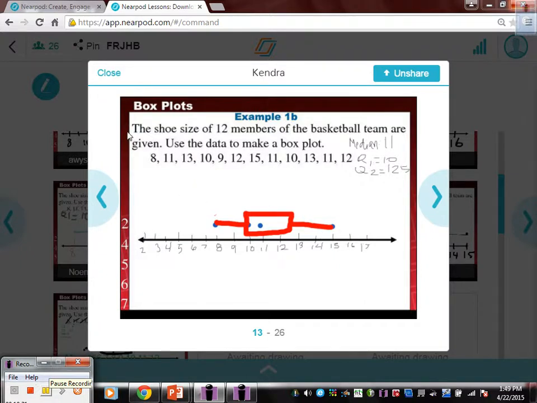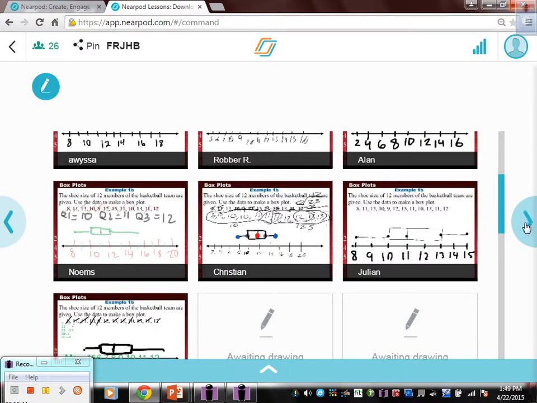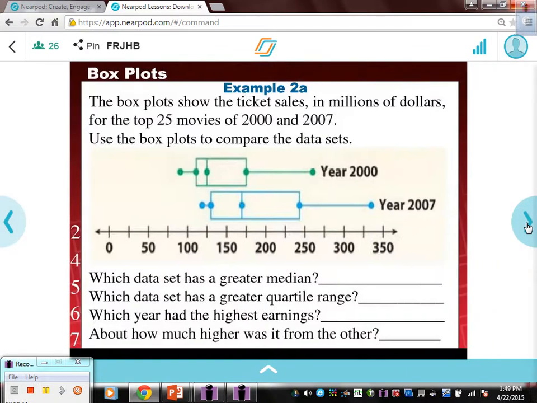So let's move on. Here we go. Okay, pens down, hands down, eyes on the screen. Here we go. I'm going to go over this one so I can show you how to compare data when they give you this in box plot form. Okay, look up to the screen. Pens down, hands down.